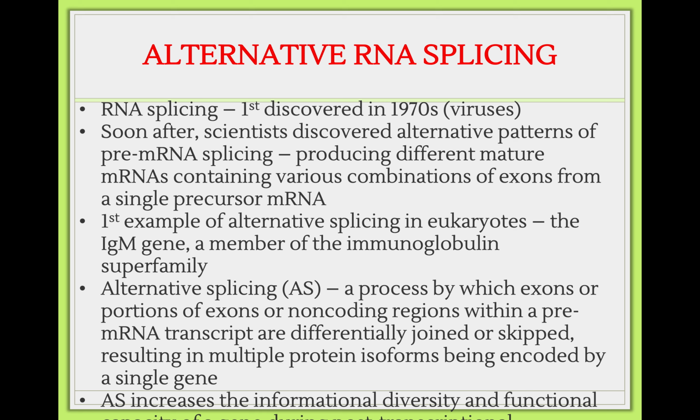immunoglobulin superfamily. So alternative splicing, or sometimes you see the acronym as AS, is actually a process whereby exons or portions of exons or your non-coding regions within a pre-mRNA transcript are differentially joined or skipped. So this will result in multiple protein isoforms, which are encoded by a single gene. So it would increase the information diversity and functional diversity, giving your gene a diverse function sometimes, or more or less an alternate function to its original function.